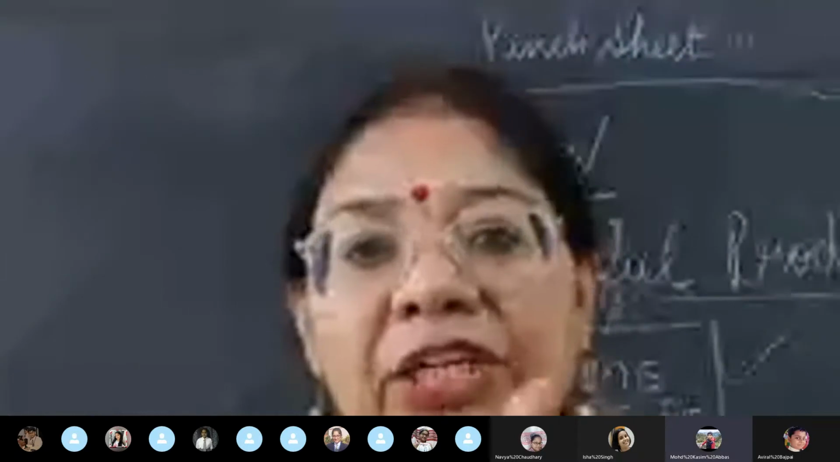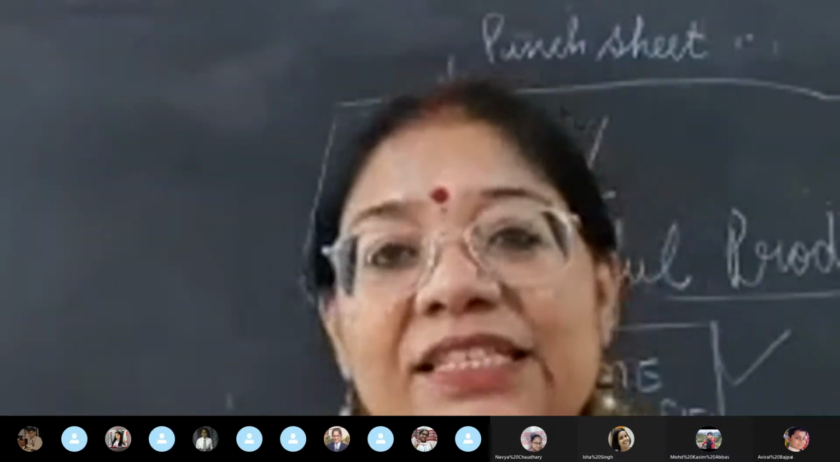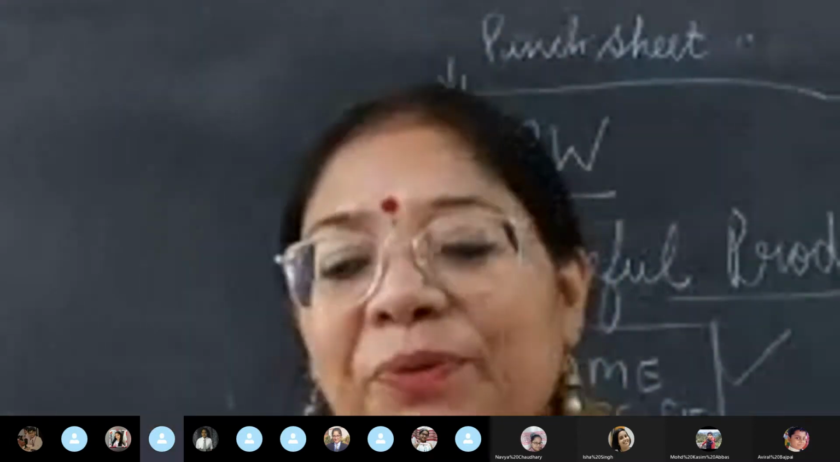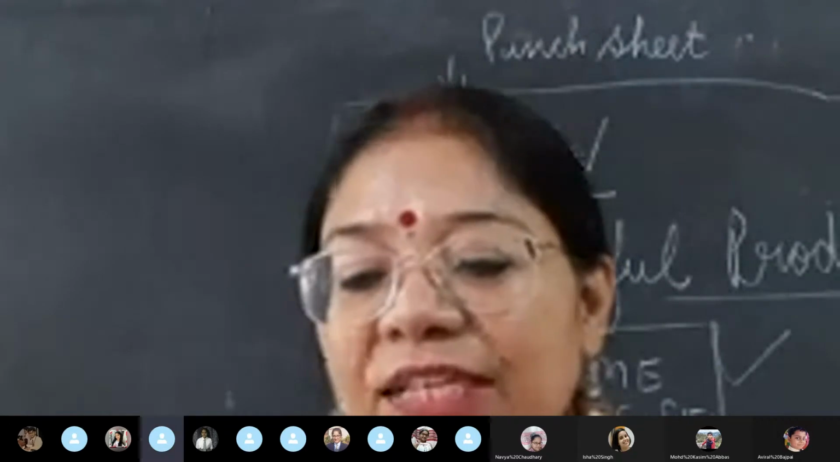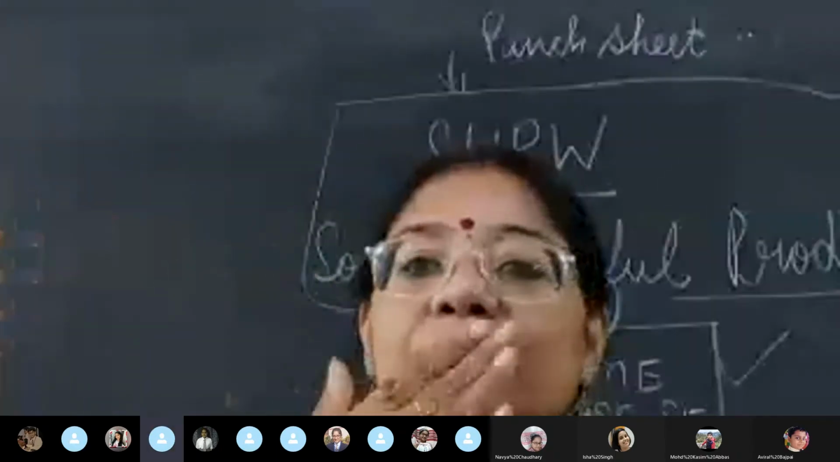Now, what is the scale? It's the ratio between the actual distance on the ground and the distance shown on the map. So there has to be a fixed ratio on the map to that on the ground.